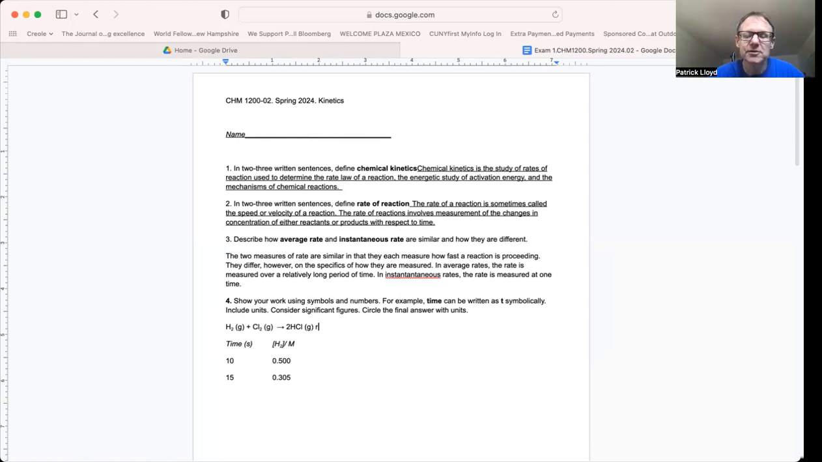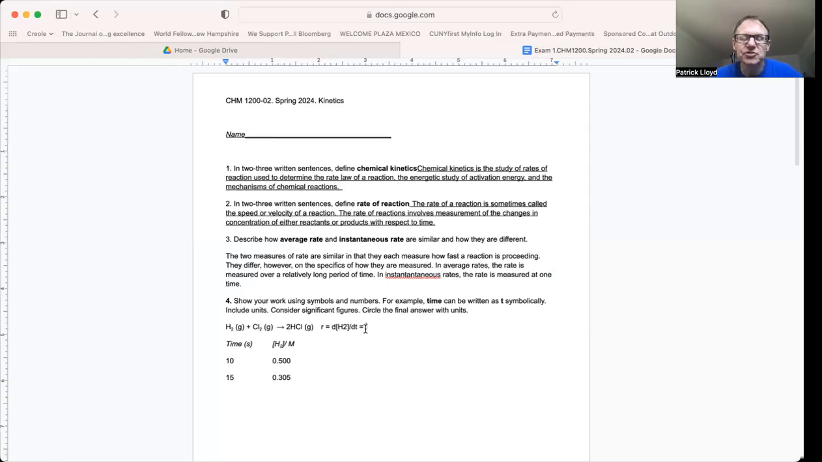So the rate is the change. I'll use a D for change in the concentration of the reactant. We can use H2 here, for example. So d[H2]/dt, right? Change in time. D is referring to the change in. So the change in the concentration of H2 divided by change in time. For this one, it's pretty straightforward.